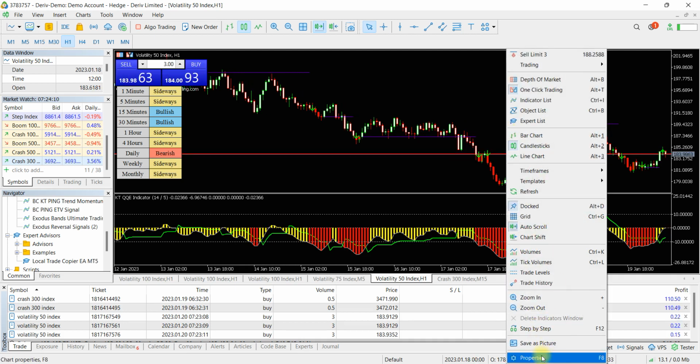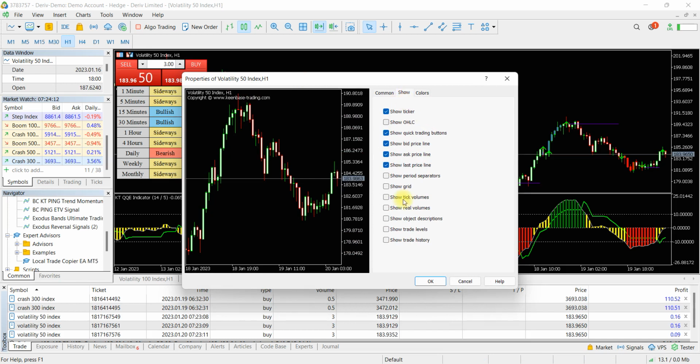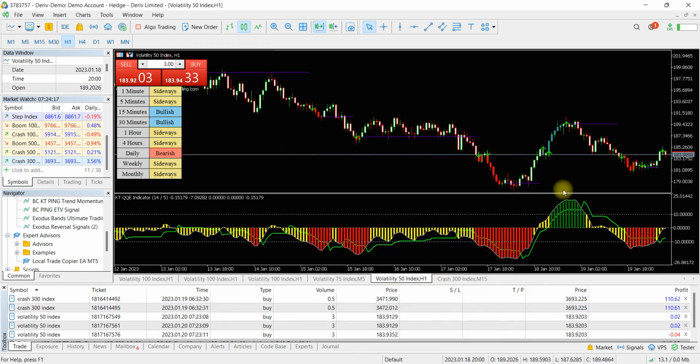Sorry, let me show trade levels. So this will be our stop loss. Obviously, looking at the charts, this will be our take profit.